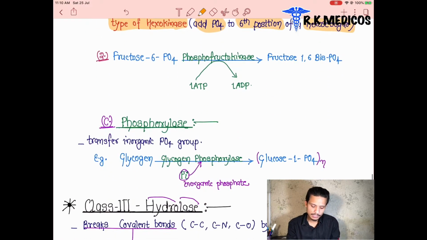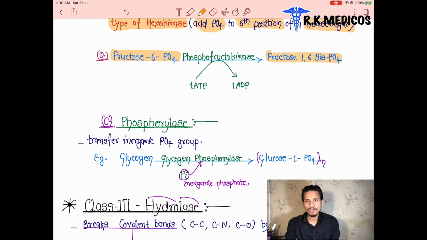Next example, fructose 6 phosphate is converted into fructose 1,6-bisphosphate. Here, one phosphate is already present at the 6th position, so we attach the phosphate group on another part, on the first position of fructose 6 phosphate. That is, 1 ATP is converted into 1 ADP, meaning one organic phosphate is attached here, and the enzyme is phosphofructokinase.